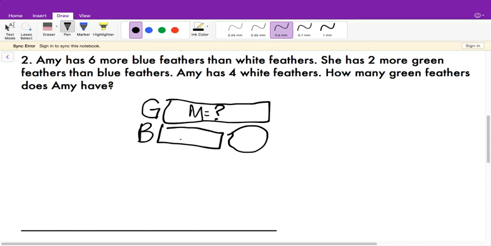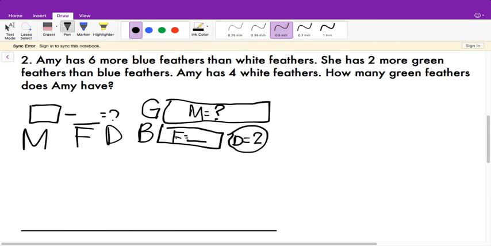It says Amy has 6 more blue feathers than white feathers, but it doesn't tell us how many blue feathers she has. So I need to write a line here because that is my missing information that I need to solve for. And then for the difference, it says she has 2 more green feathers than blue feathers, so I know the difference is 2. So right now, my equation looks like M is box minus F, which is a line, that's our missing information, equals D, which is 2.